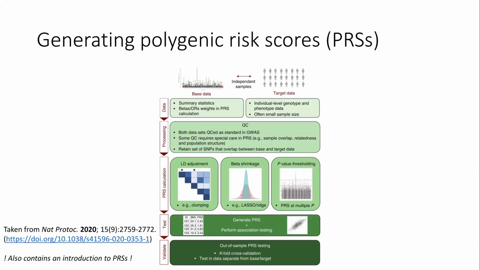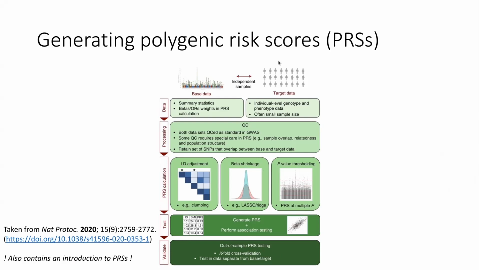I'm now going into how you actually calculate a polygenic risk score for an individual or for an entire study like the Netherlands Twin Register. I took these pictures from this publication, Nature Protocols. It's a very nice paper, actually a tutorial on how to generate polygenic risk scores, and there's also a tutorial site on GitHub that accompanies this paper. So if you're interested in polygenic risk scores, I advise you to check out this paper.